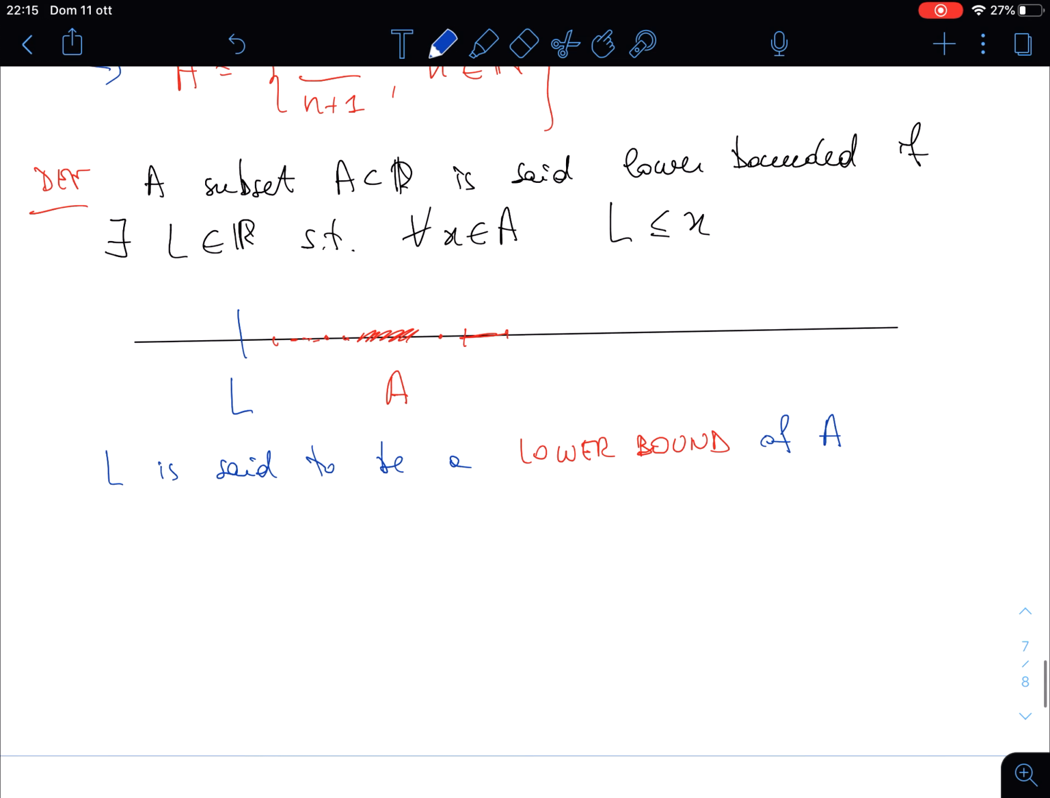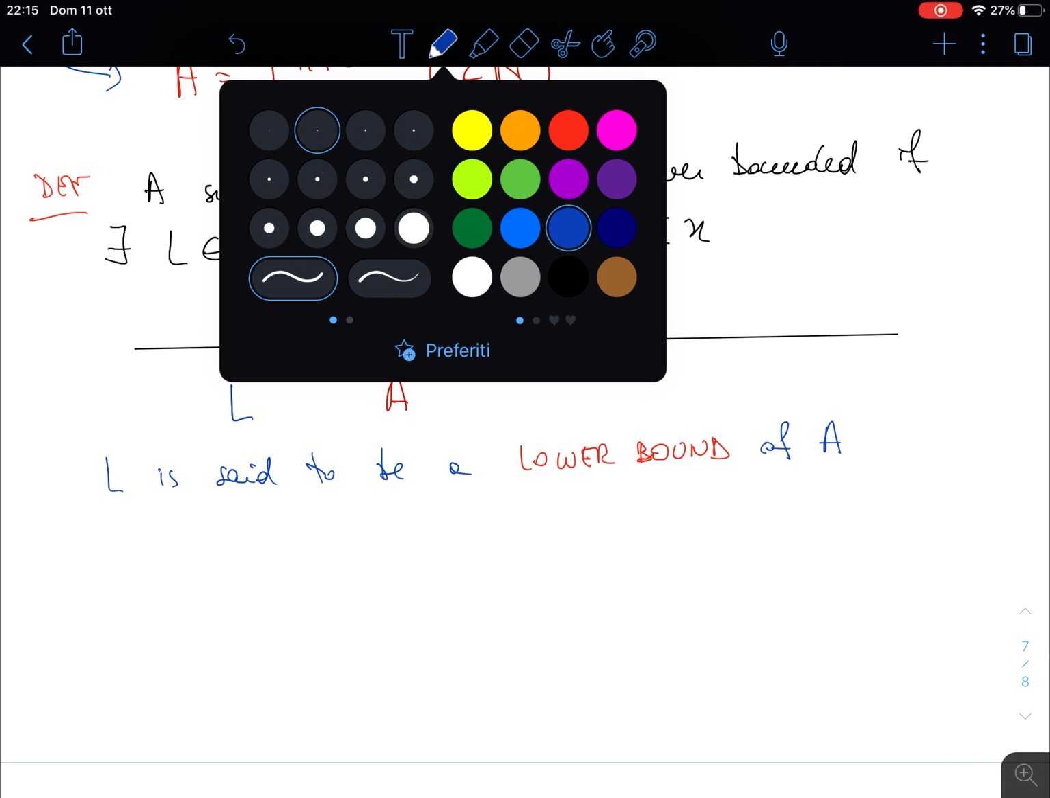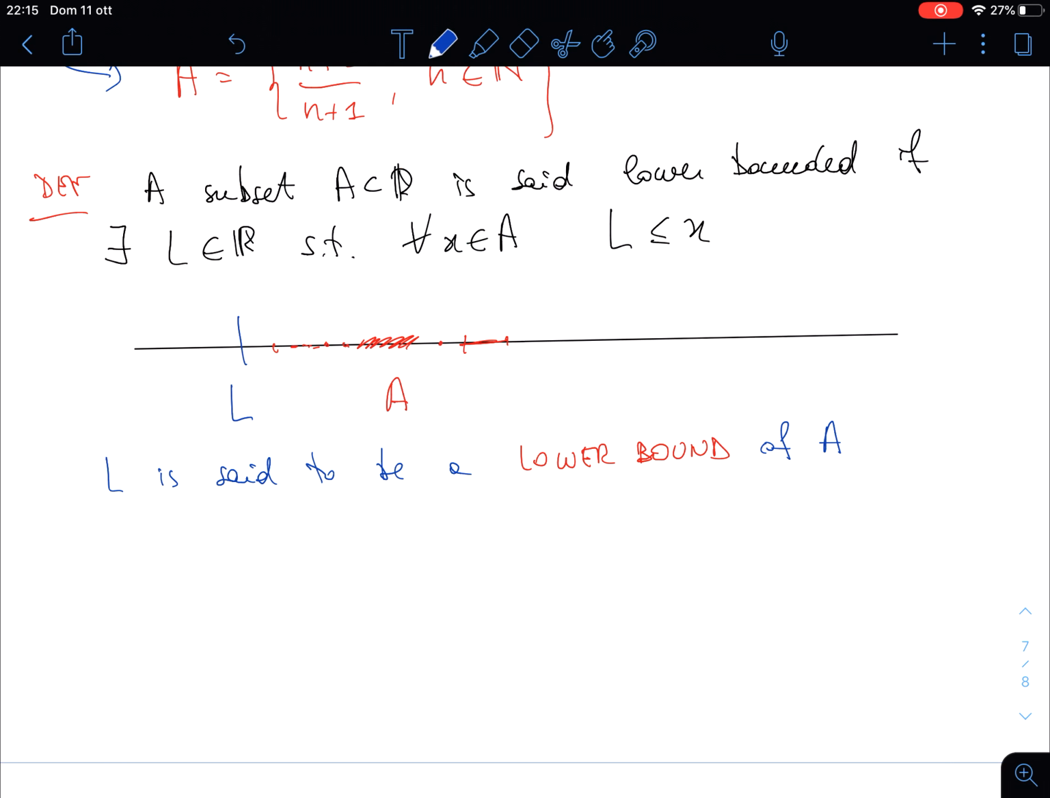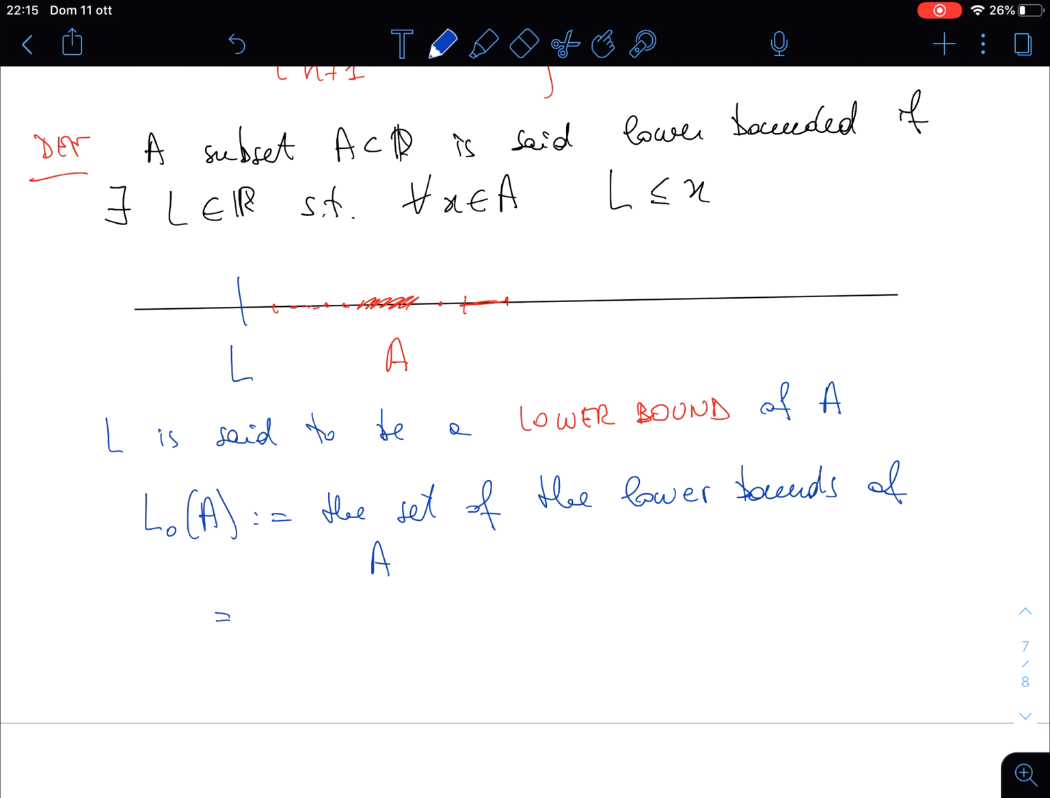And another definition is that we say that low of A is the set of the lower bounds of A. So it is the set of L in R such that L is a lower bound of A.